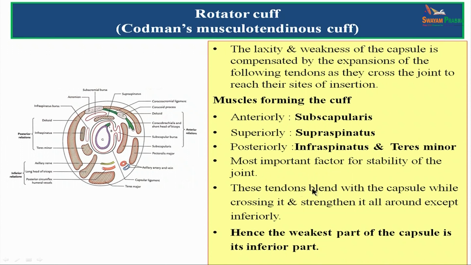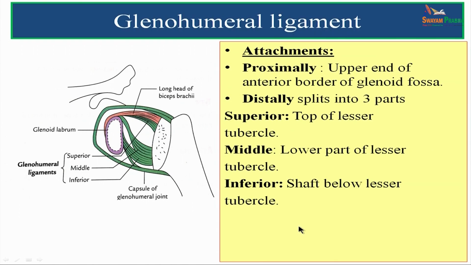These tendons blend well with the fibrous capsule of the shoulder joint as they cross the joint and travel towards their sites of insertion. And there is no muscle supporting inferiorly, hence the weakest part of the capsule is the inferior part of the shoulder joint. Coming to the other ligaments of shoulder joint which support the shoulder joint.